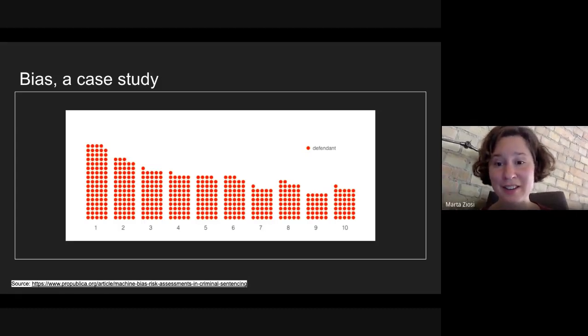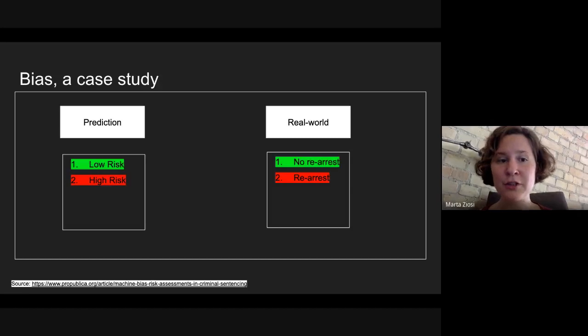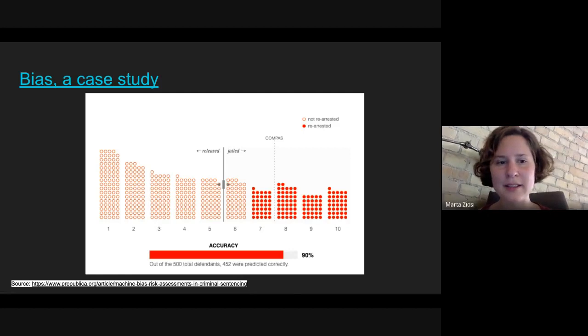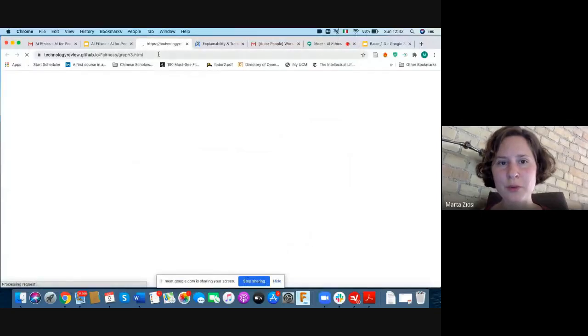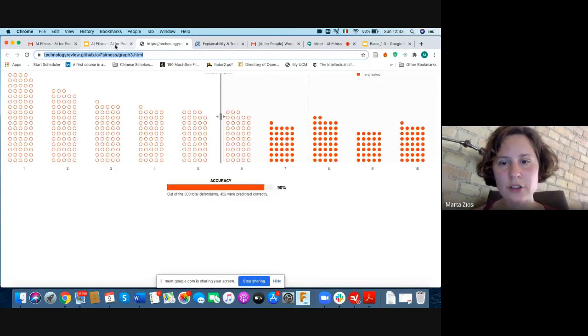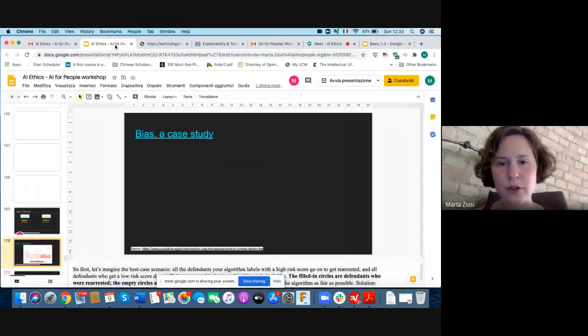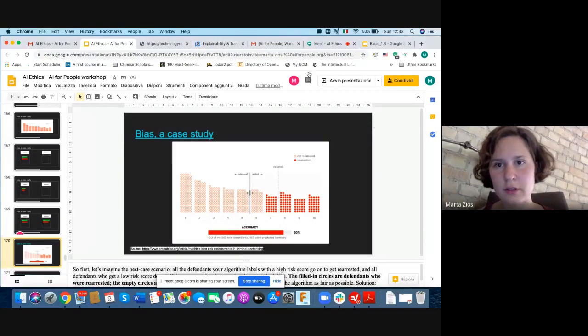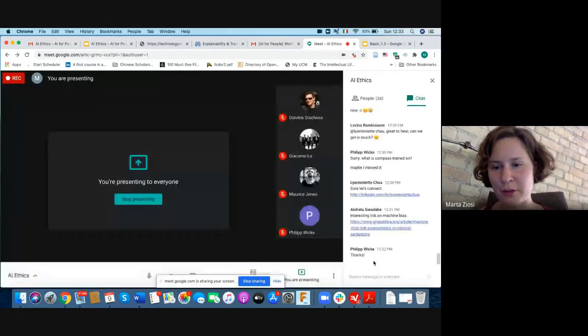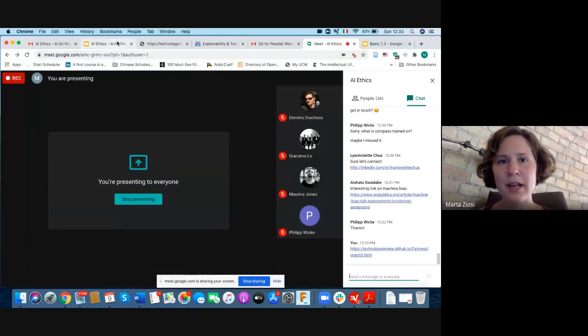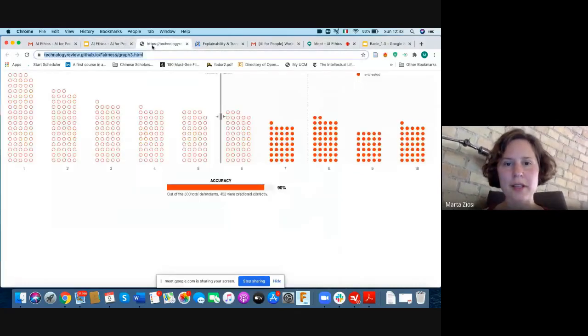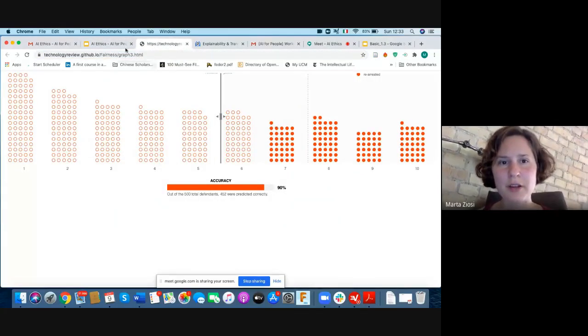So this is our starting point, predictions versus real world, okay? Where do we go? Bias, a case study. Now I will send this link to you guys because you will have to play with this tool. I will send it in the chat. So try it around. I'll explain better what you're doing when you're moving the tool around, okay? Here for everyone. I hope all of you received it. Try to open it.